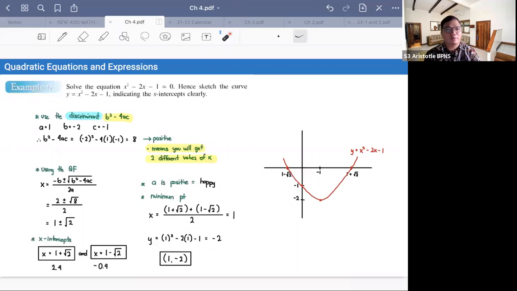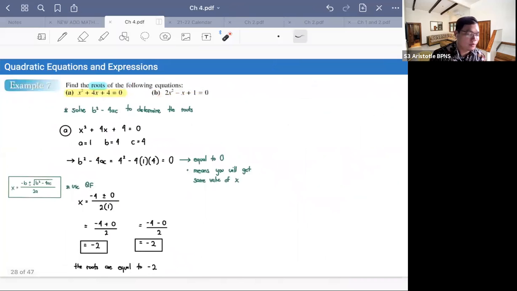Do you guys have any questions, especially when it comes to the discriminant b squared minus 4ac? All right, no question at all. Now let's go to another example. Example number 7.